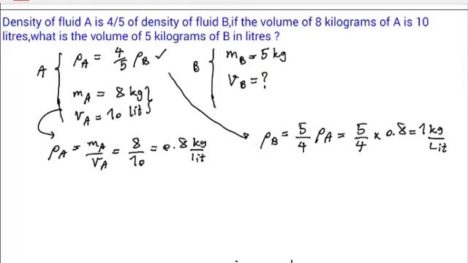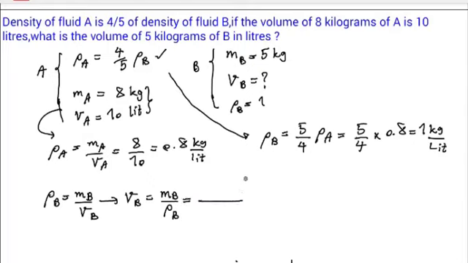So we use this density and use the density equation for fluid B, and we can find the volume of B here. So if you use the density equation, rho of B is equal to M of B over V of B. If you solve it for V of B, we can write V of B is equal to M of B over rho of B. So we have M of B is 5 kilograms and rho of B is 1 kilogram per liter. So the final answer is 5 liters. So the volume of fluid B is 5 liters.